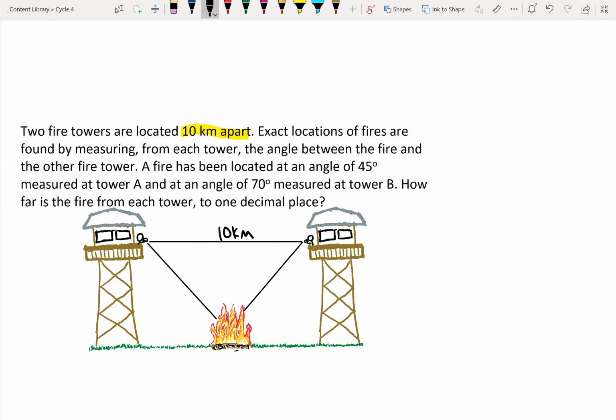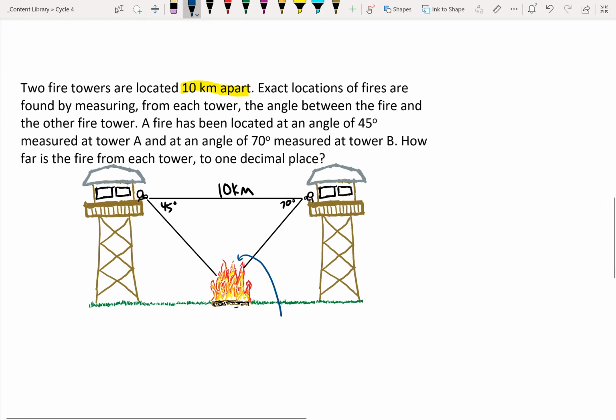We know the one is 45 degrees and the other one is 70 degrees. And we want to know how far apart is each tower from the fire. So what we can do here is, again, find some missing information. We can find what this missing angle is, because 180 minus 45 minus 70 will give me my other missing angle, because all angles in a triangle add up to 180 degrees. So we know this is 65 degrees.